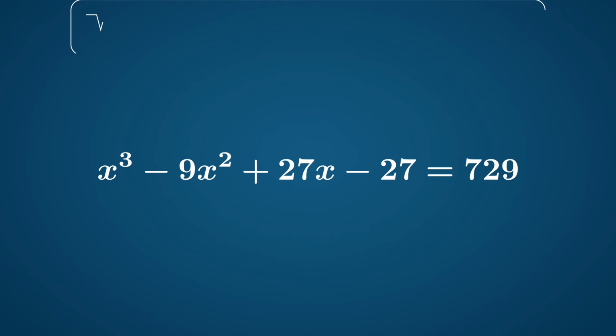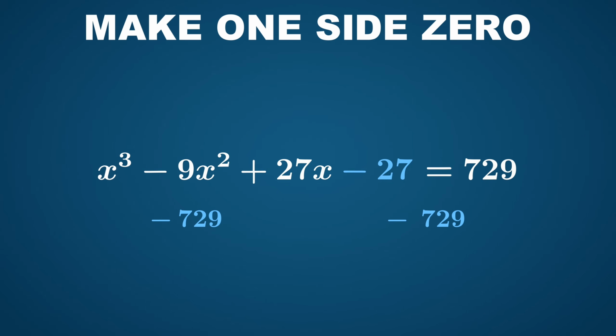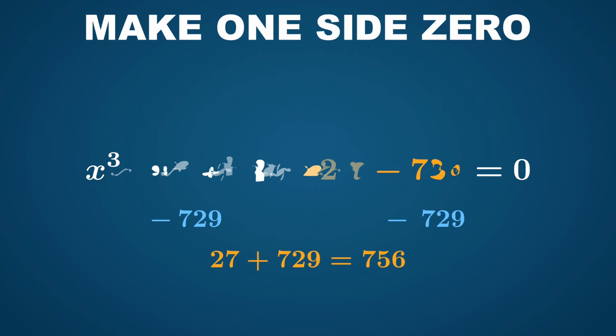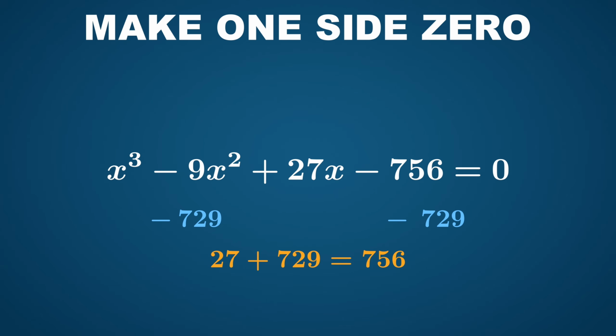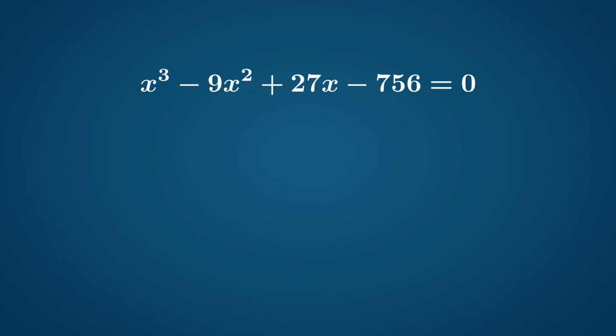We would like one side of this equation to be 0. So we subtract 729 from both sides in a single step. On the left, only the constant term is affected by this. The constant becomes negative 27 minus 729 after the move. Since 27 plus 729 equals 756, that constant is negative 756. We now have x cubed minus 9x squared plus 27x minus 756 equals 0.